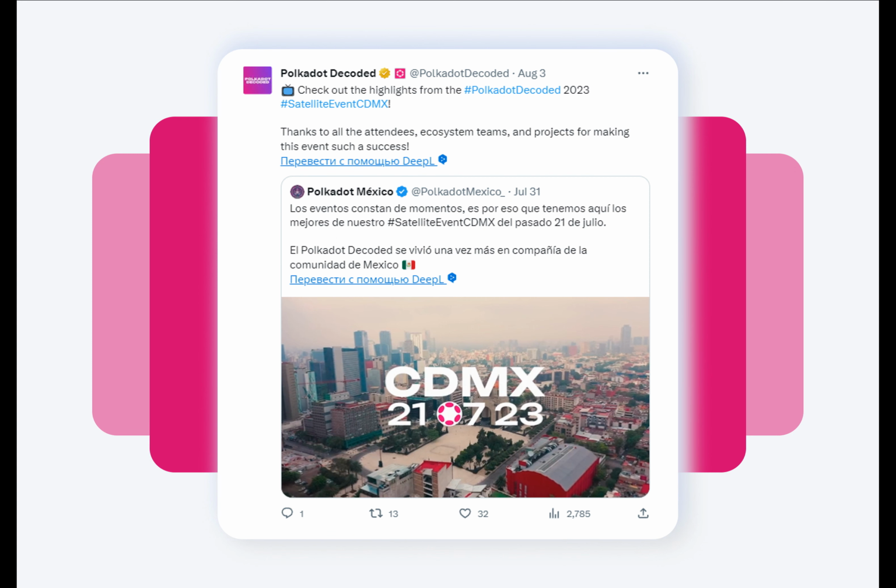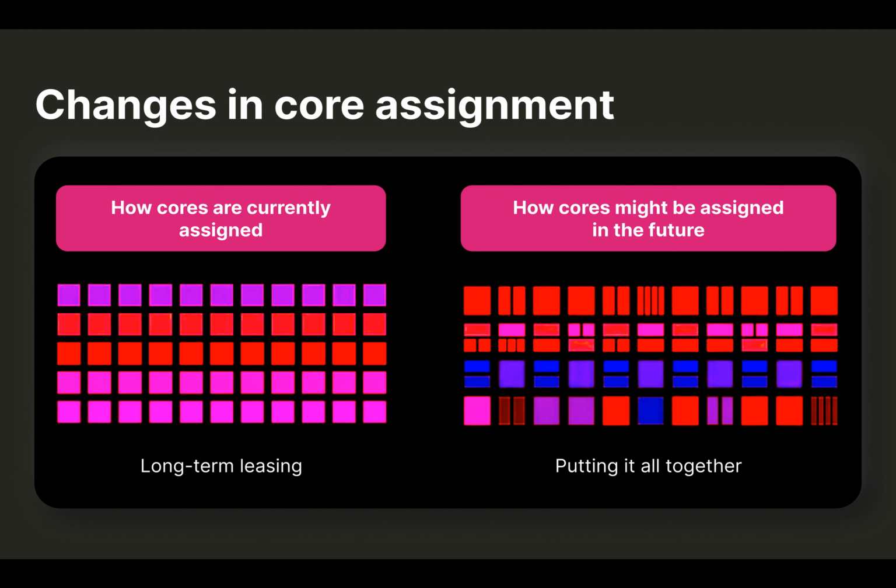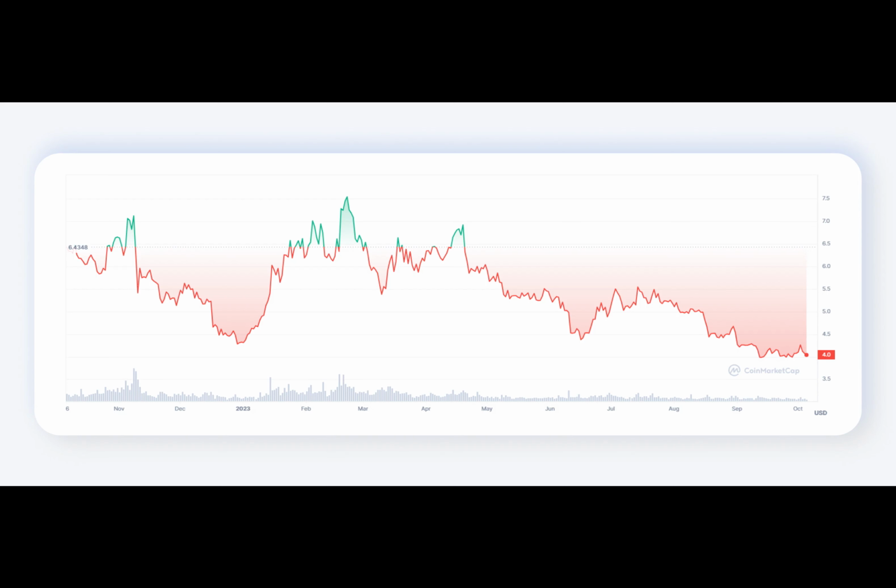The fundamental innovation in Polkadot 2.0 is the introduction of elastic cores. These cores are designed to adapt to dynamic computational needs, significantly enhancing the efficiency of the ecosystem. Currently, parachains in the Polkadot network function like fixed CPU cores within a supercomputer. However, the upcoming system will allocate resources such as relay chain security in a more flexible and adaptable manner.